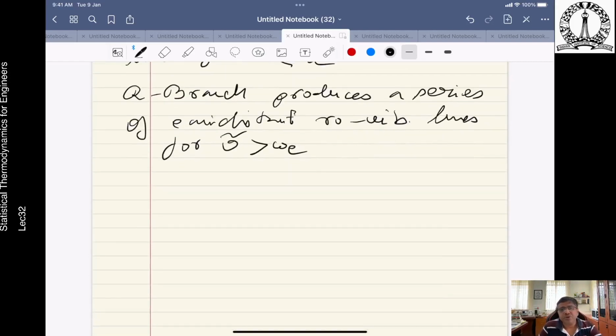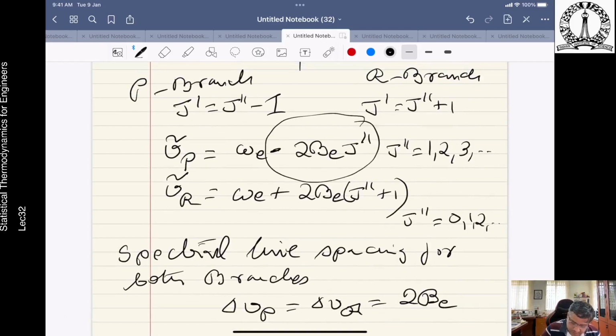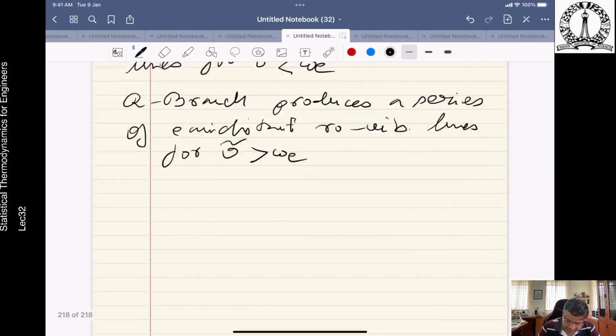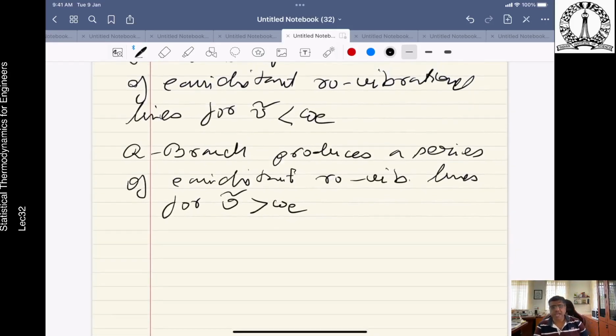We also note that the fundamental pure vibrational frequency was missing because of the addition and subtraction of the rotational energy with respect to omega e. So you can see that there is a subtractive and an additive part for the two lines. The R branch and the P branch produce lines which are on the two sides of the fundamental frequency.